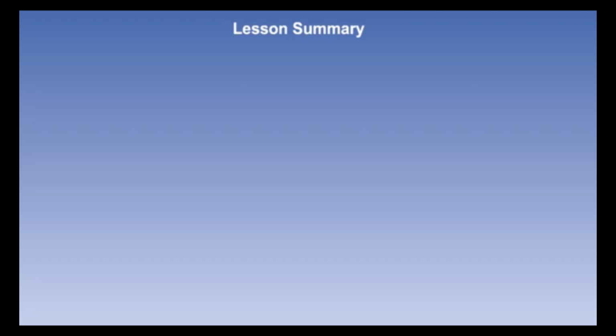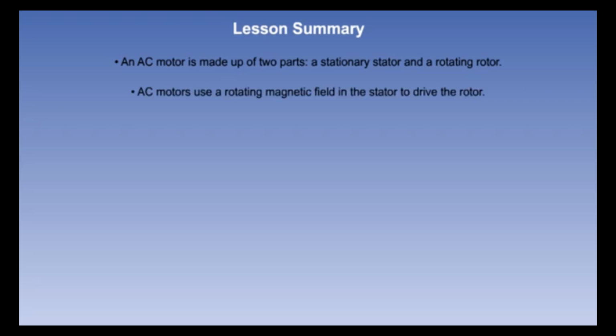That is the end of the lesson. Here is a summary of the main points. An AC motor is made up of 2 parts, a stationary stator and a rotating rotor. AC motors use a rotating magnetic field in the stator to drive the rotor.